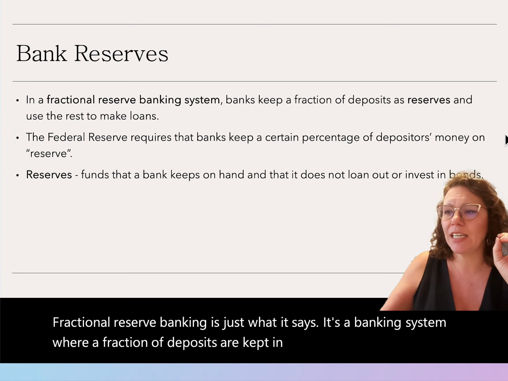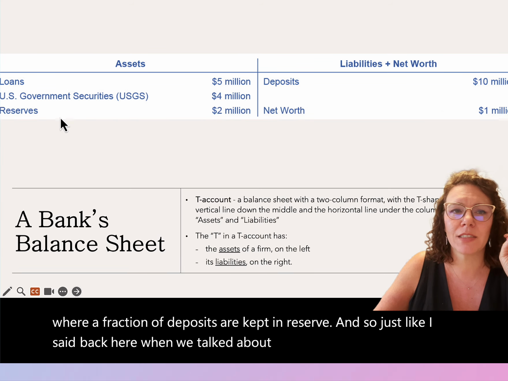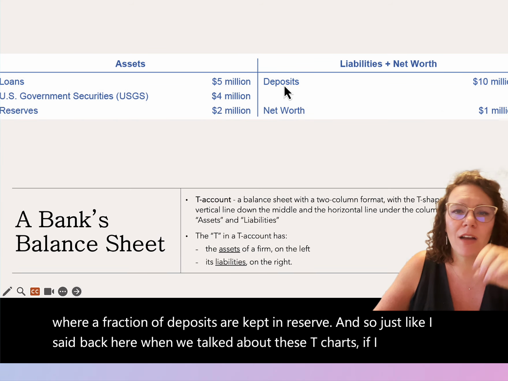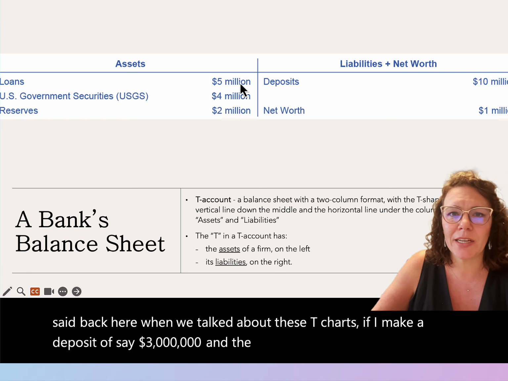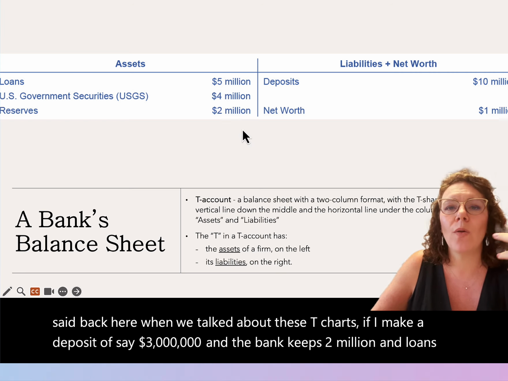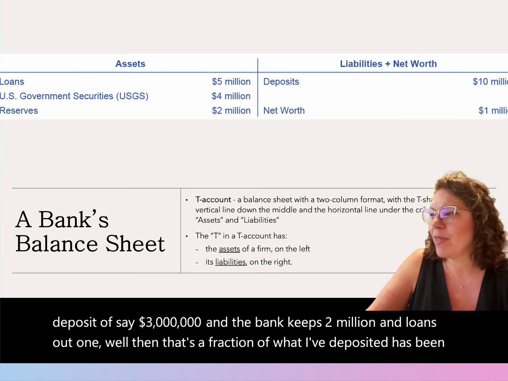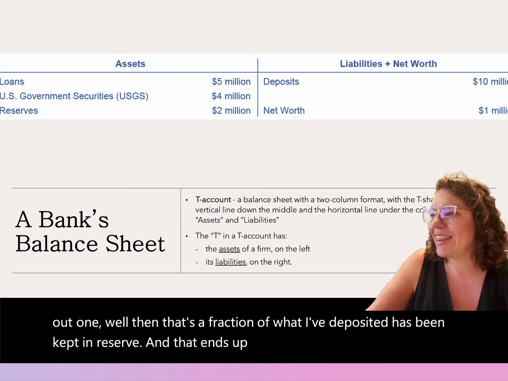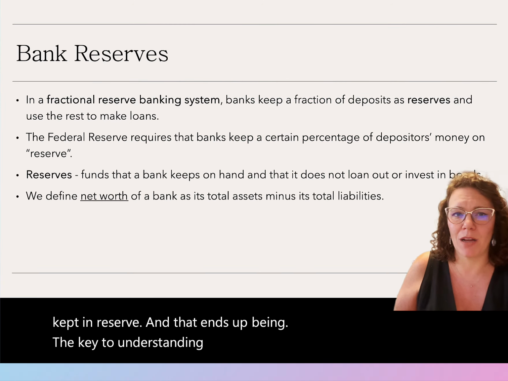And so just like I said back here when we talked about these T charts, if I make a deposit of, say, $3 million and the bank keeps $2 million and loans out $1 million, well, then that's a fraction of what I've deposited that has been kept in reserve. And that ends up being the key to understanding how monetary policy works.